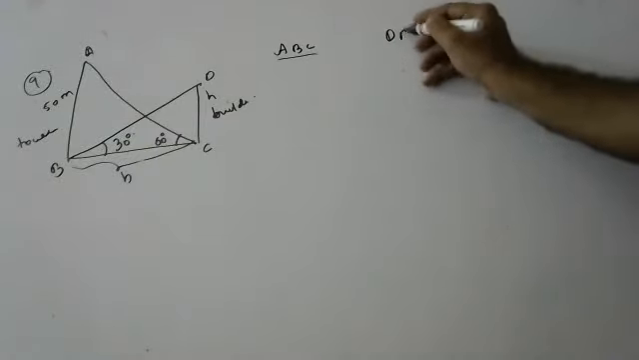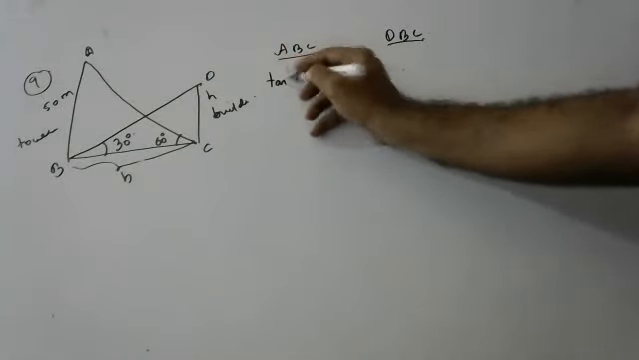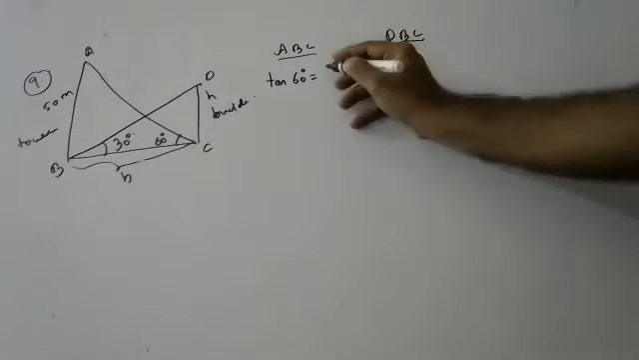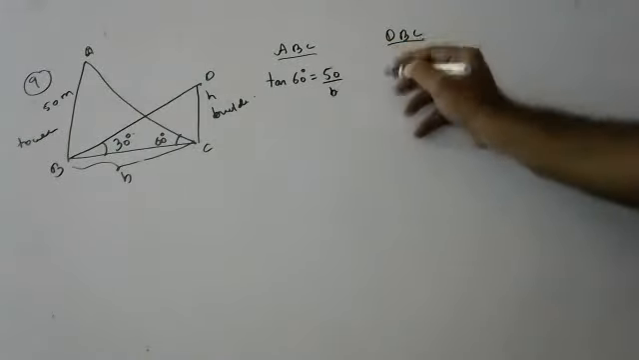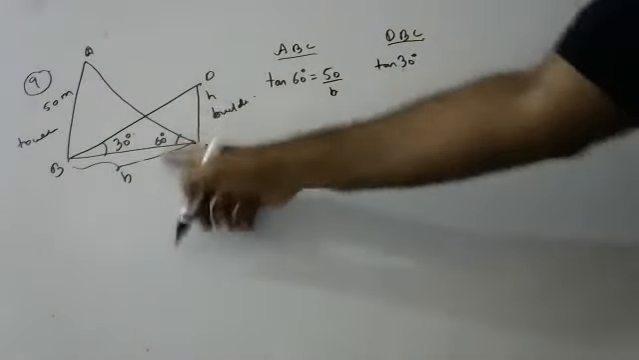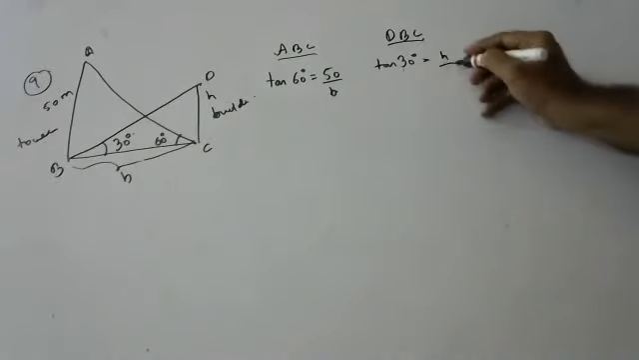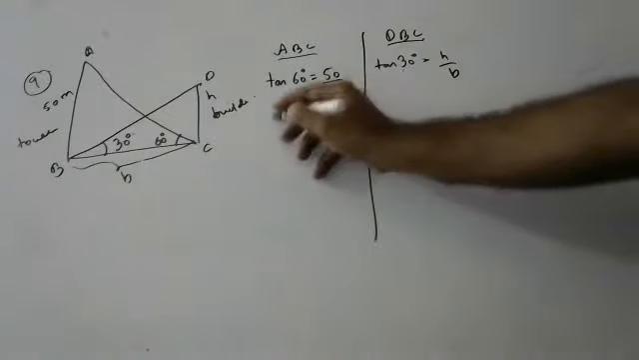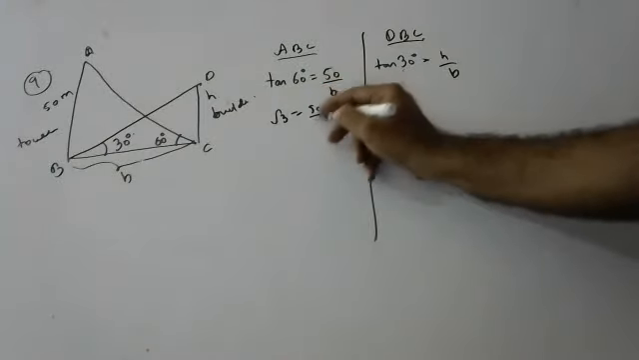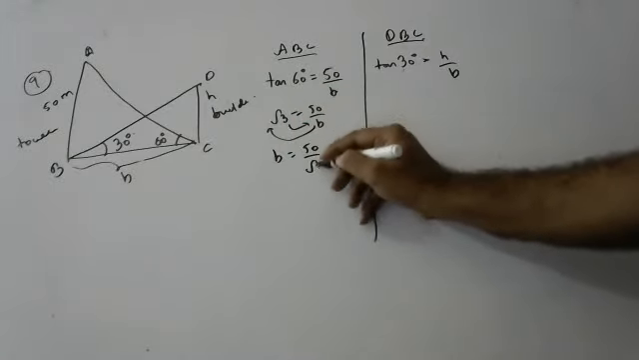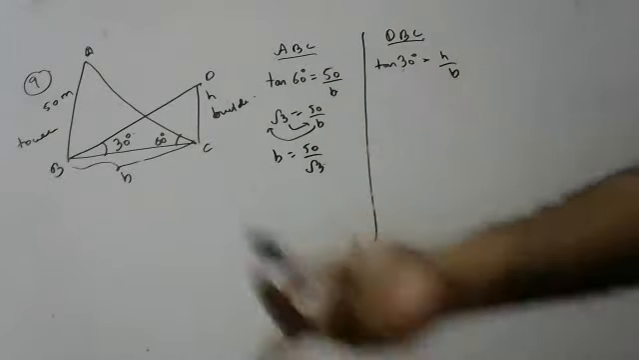ABC, DBC. Okay, children? So, in ABC, can anyone say what is tan 60, children? Can anyone say? 50 by B. Very good, Nana. 50 by B. In DBC, can anyone say what is tan 30, children? H by B. Very good, children. Please, Nana, everyone should get involved. Okay, so tan 60 means root 3. 50 by B. B comes here, root 3 goes there. B is equal to 50 by root 3. Substitute this B here, you will get the answer.